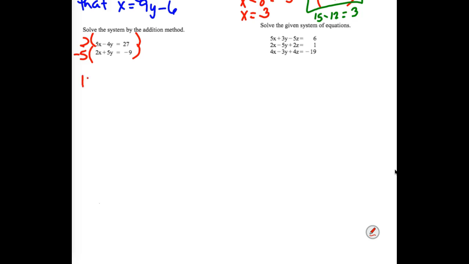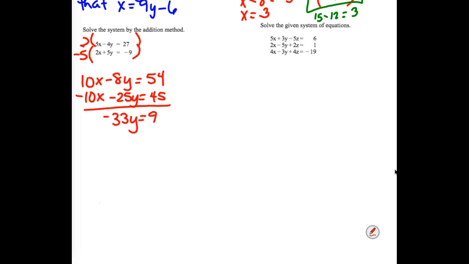So distributing, we've got 10x minus 8y equals 54. Second equation, negative 10x minus 25y equals 45. Adding those together, I'm going to end up with the x's dropping out. I end up with negative 33y equaling 99. When I divide, y would be negative 3.